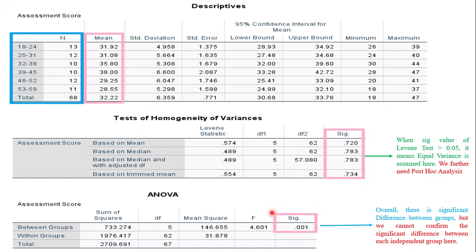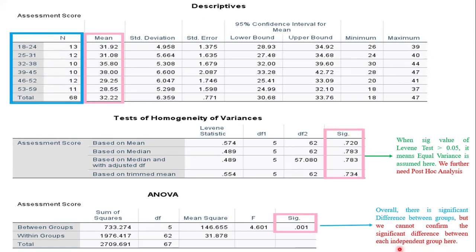And the third thing, we need to see the ANOVA table and the sig value more specifically. So this table will let you know whether the mean difference between different categories is significantly different overall or not, but not individually. Overall, there is a significant difference between groups, but we cannot confirm the significant difference between each independent group here.